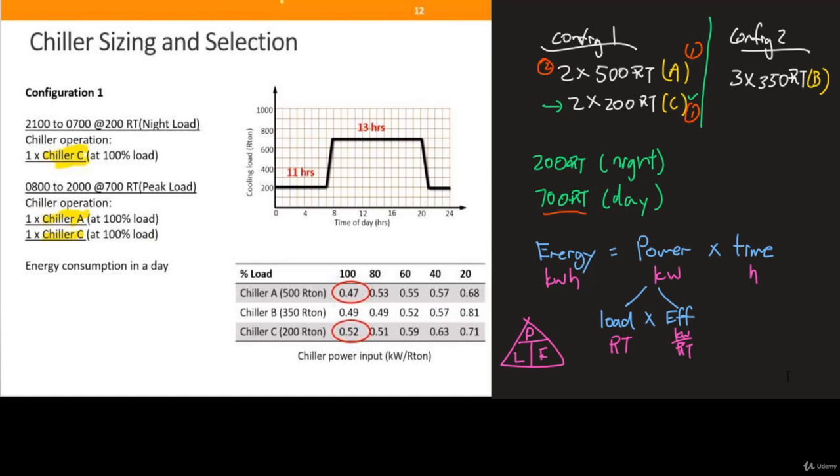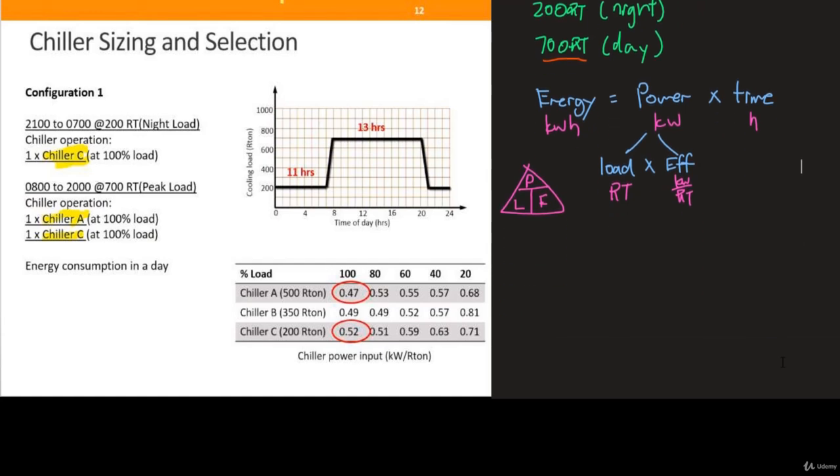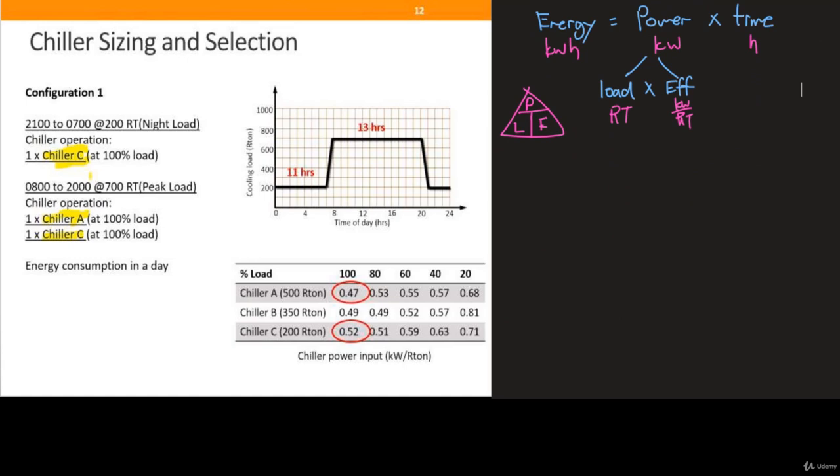If we look over here at the load profile, let's look at the off-peak period first. Let's calculate this portion, these 11 hours from 9 p.m. all the way to 7 a.m. So let's say it operates for 11 hours. What is the power in this particular period? You will need to take the load, which is 200.